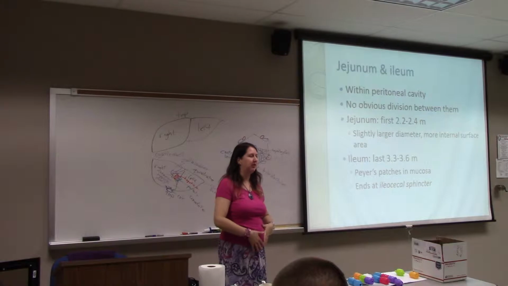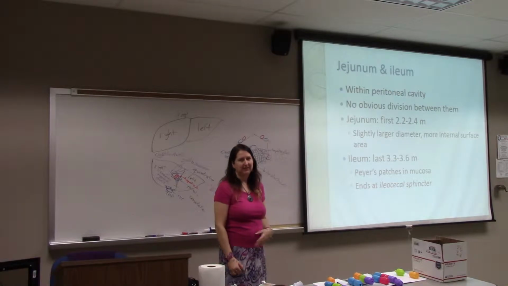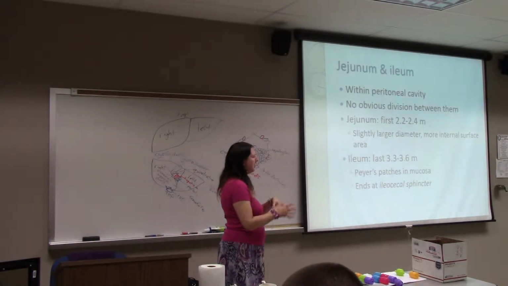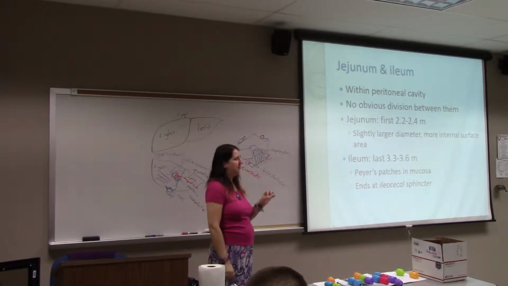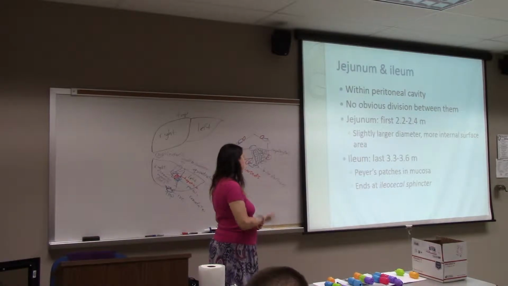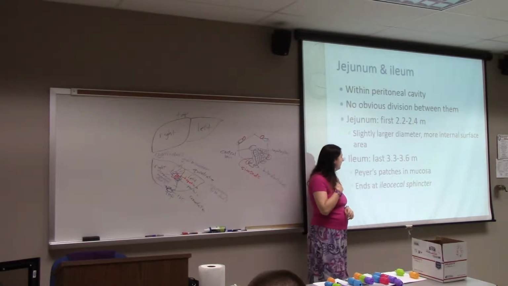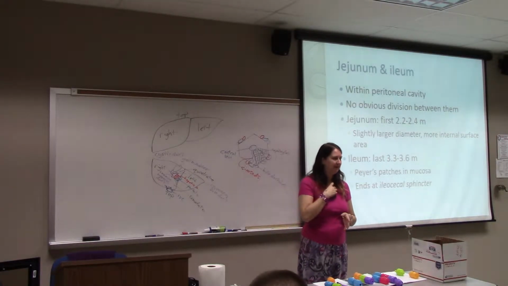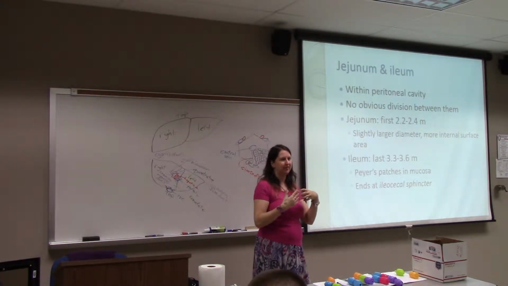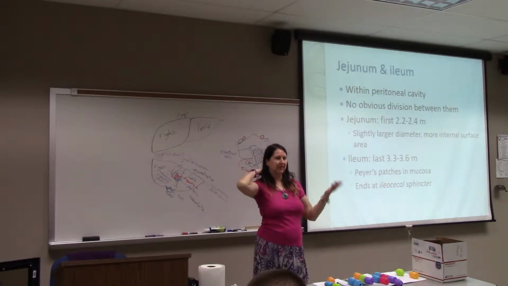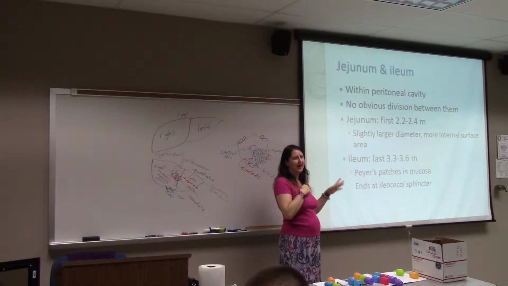The jejunum and ileum are within the peritoneal cavity, so their serosa is visceral peritoneum. There's no obvious division between them on the outside, as I said. They're both much longer than the duodenum, and the ileum is the longest. So the jejunum is between 2 and 2.5 meters. It's a little bit larger in diameter. On the inside it has more surface area because it does major digesting and absorbing. The ileum is 3 to 3.5 meters long.